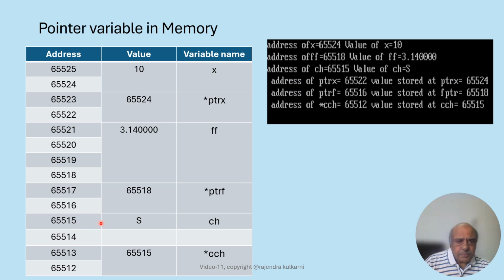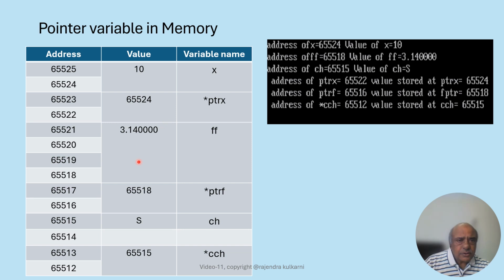Similarly, for the char pointer star cch, the value stored in star cch is the address of variable ch. Address of variable ch is 65515. It is stored in a pointer variable star cch, which is stored in 65512 and 13.